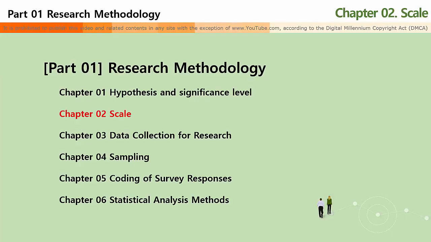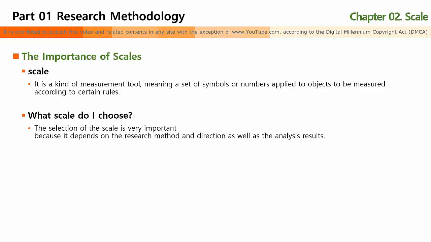We learned the hypothesis and significance level for the study last time. We have to get data if we decide to do the research. This time, let's learn about the type of data through the scale. A scale is a numbered measure that measures a phenomenon or event according to certain rules.